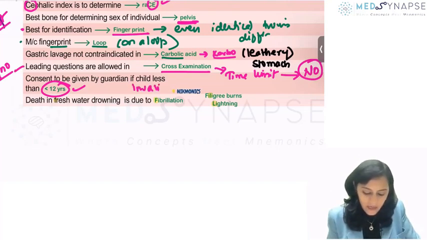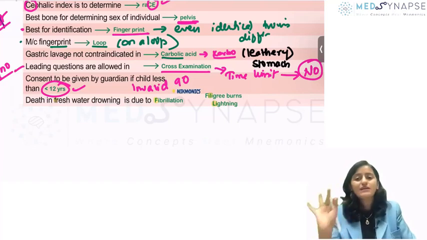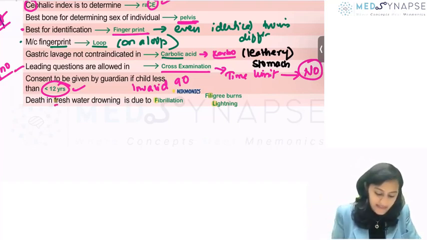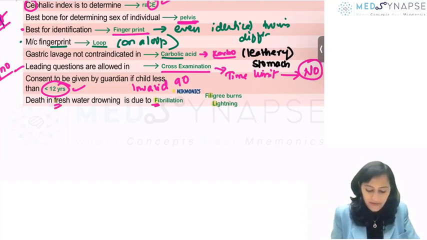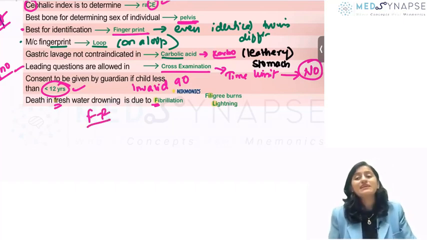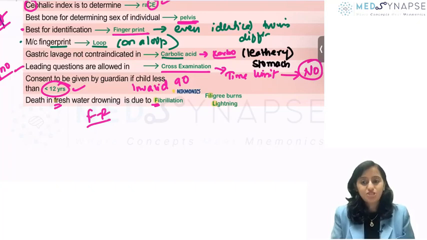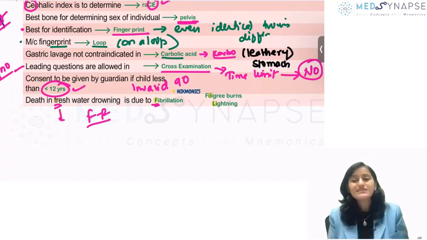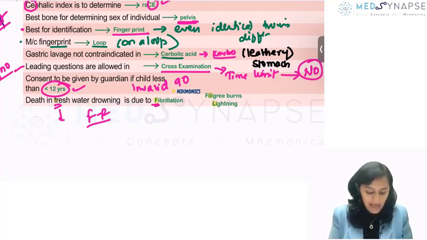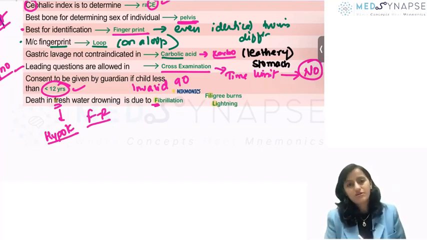Invalid consent is what? IPC 90, 0 value, no value. Death in freshwater drowning. Remember, F for F is fibrillation, ventricular fibrillation. Freshwater is when a lot of liquid comes in, so there is dilution happening. So there's going to be hypokalemia, hyponatremia.